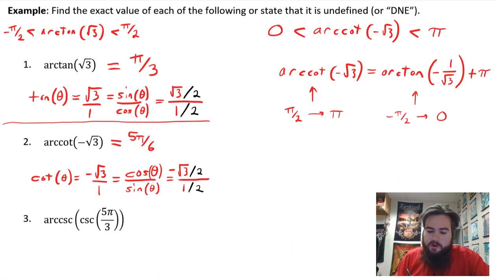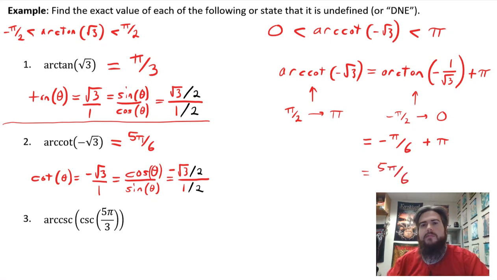Arctangent of negative 1 over root 3 would give you negative pi over 6. And then if you add pi to that, you will get 5 pi over 6 back in return. Always remember what the original question was. This asked for arc cotangent, so we expect something in the range for arc cotangent. That's just an alternate way of dealing with that if you would like.